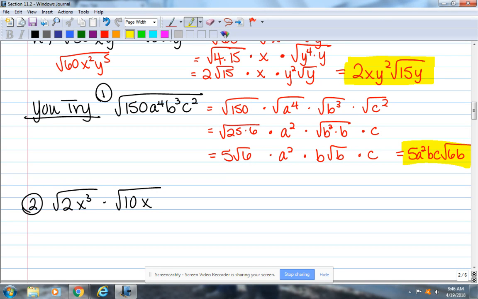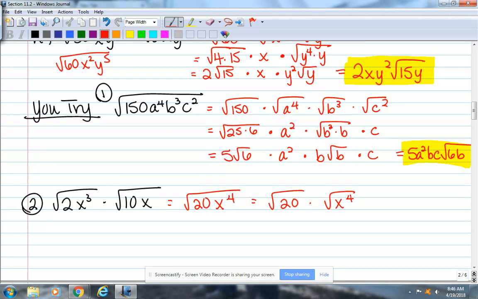All right. So the next one, everything's under the radical, so you had to multiply them, right? And I'm going to write down this step. If you skipped it, that's cool. 2 times 10 is what? 20. And x to the third times x is x to the fourth. And then I'm going to give them their own radical now. Radical 20 times radical x to the fourth.